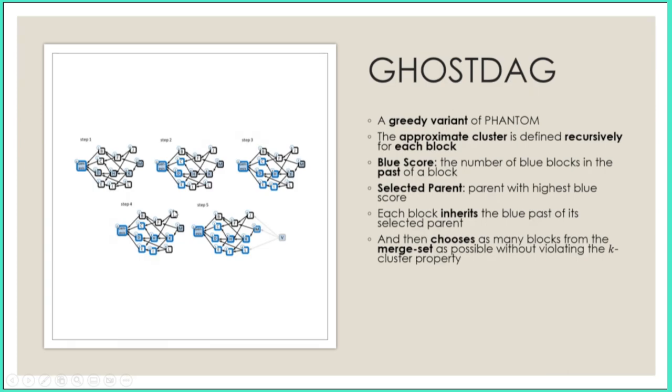And then we keep going. Now we look at M. And again, M has two parents, K and F. F has a blue score of 3. K has a blue score of 6.